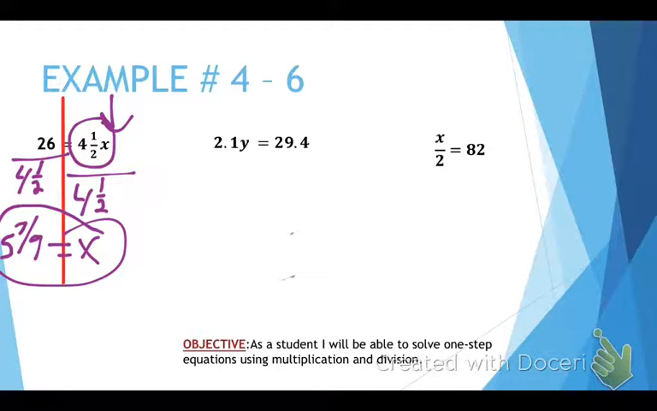We found our equal sign, draw our line, find our variable. It's on the left-hand side. We're good there. Okay, and what do we got? Well, 2.1y, or 2 1/10 times y. What's the opposite of multiplication? We divide. We're going to divide by 2 1/10. Ooh, we're going to divide by 2 1/10.